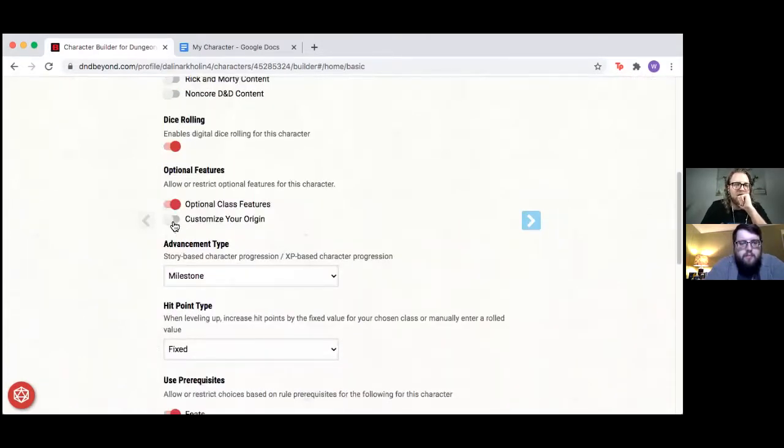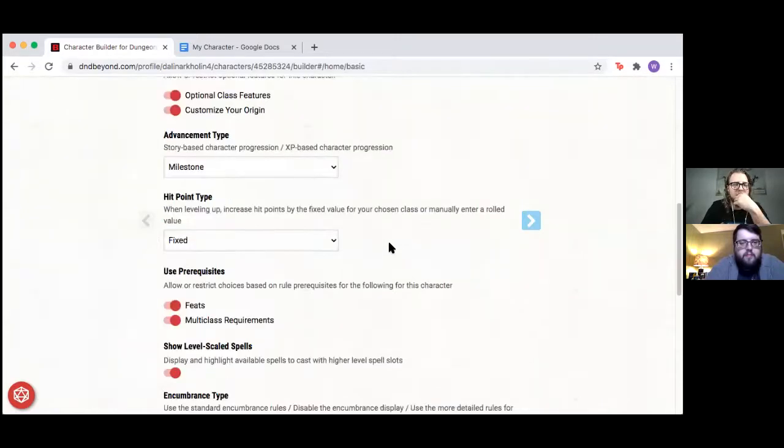We're going to allow some customization and some options. I'm assuming, because I played with Shannon before, we're doing milestone advancement instead of XP. Okay, milestone. I'm going to do the fixed HP. It just keeps things simple. And again, if you're a new player, I recommend keeping things as simple as possible so you can just focus on playing and enjoying the game.